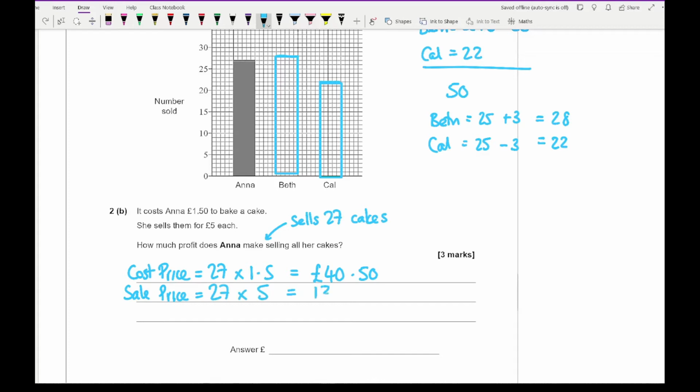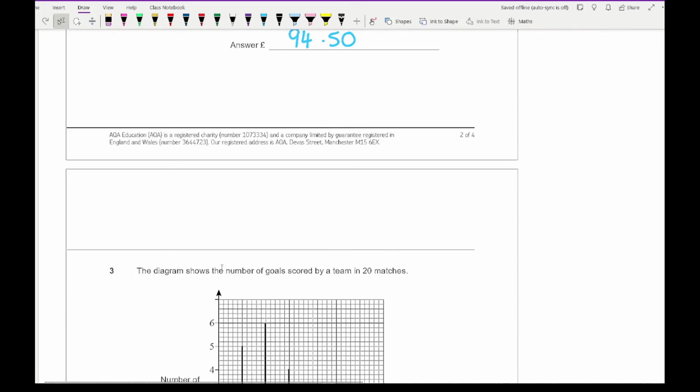is 135. So then to work out the profit, all I need to do is take away those two numbers. So it's going to be 135 minus 40.50. And again, if it's on a non-calculator, we just need to work that out using our methods of subtraction. We should have an answer of £94.50. Moving on to question 3.